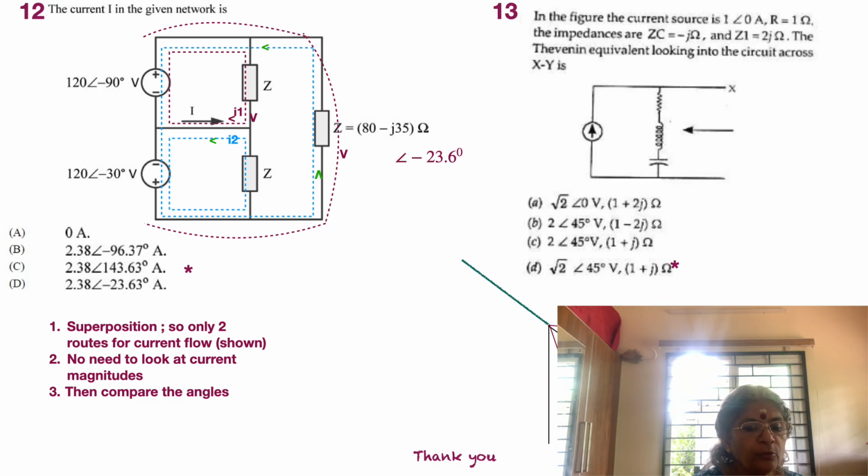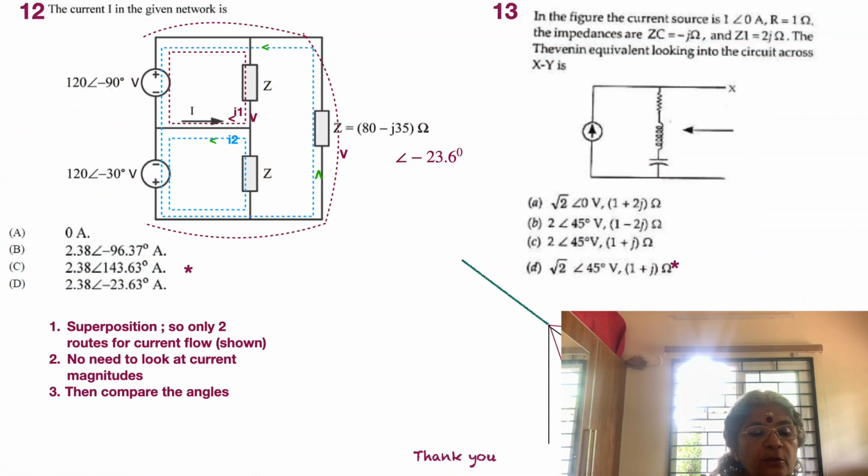Okay, and what is asked is the current that flows through it. Of course, the current cannot be zero. So of the answers, one of the three is right, and the magnitude is the same, which is 2.38. So we won't bother about the magnitude. We'll look only at the angle. That's the reason why the angle of the impedance has been found to be around 24 degrees or so. That's all that's important.